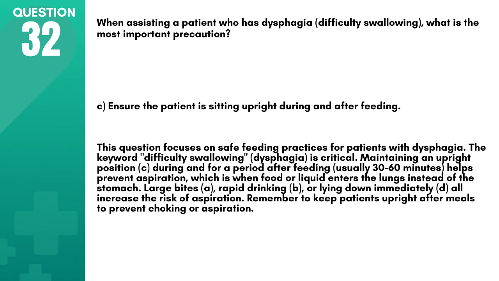Answer: C. Ensure the patient is sitting upright during and after feeding. This question focuses on safe feeding practices for patients with dysphagia. The keyword difficulty swallowing, dysphagia, is critical. Maintaining an upright position, C, during and for a period after feeding, usually 30 to 60 minutes, helps prevent aspiration, which is when food or liquid enters the lungs instead of the stomach. Large bites, A, rapid drinking, B, or lying down immediately, D, all increase the risk of aspiration. Remember to keep patients upright after meals to prevent choking or aspiration.